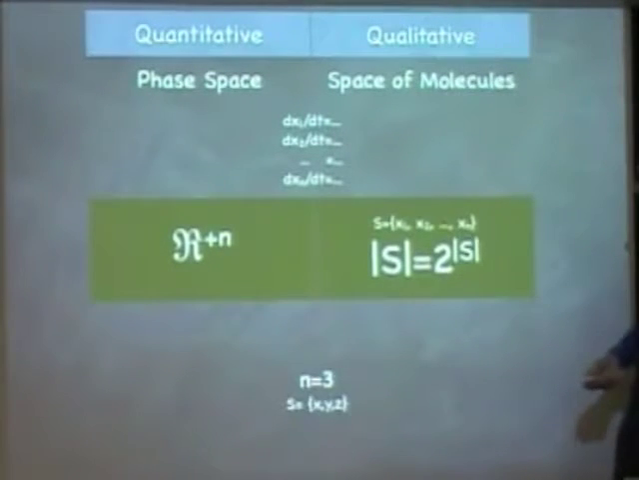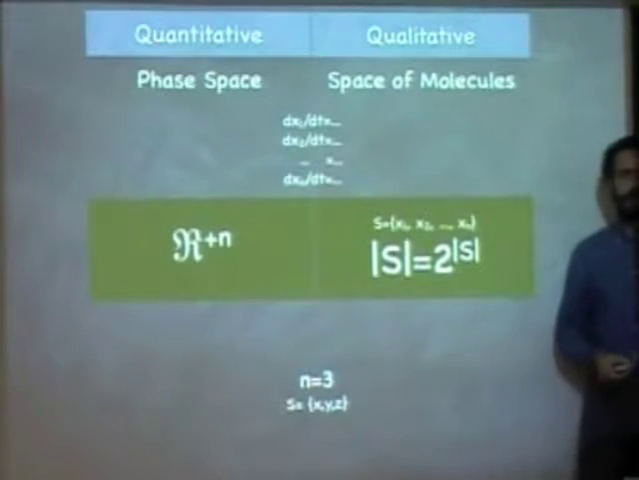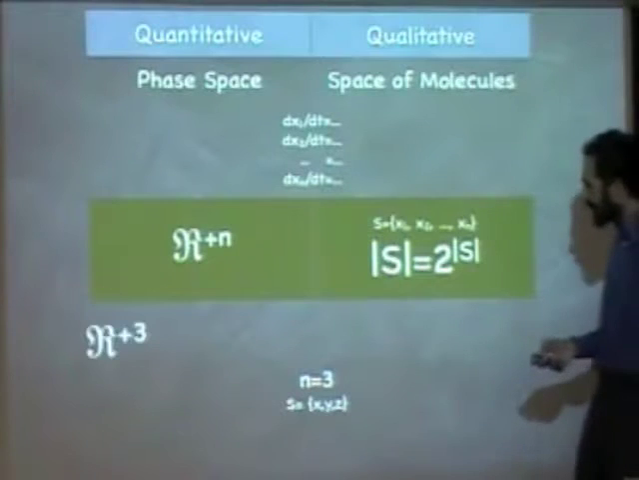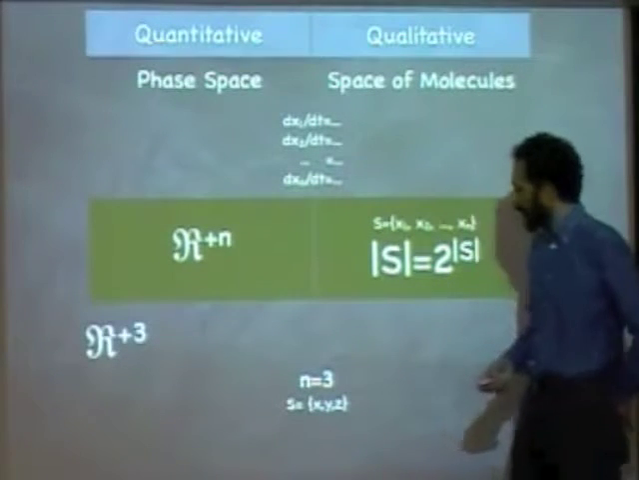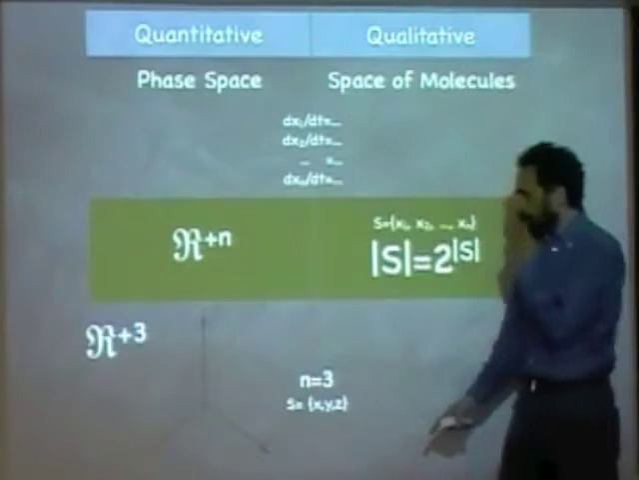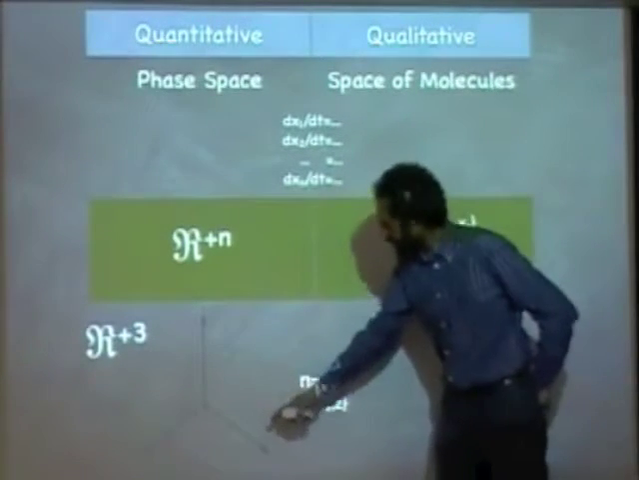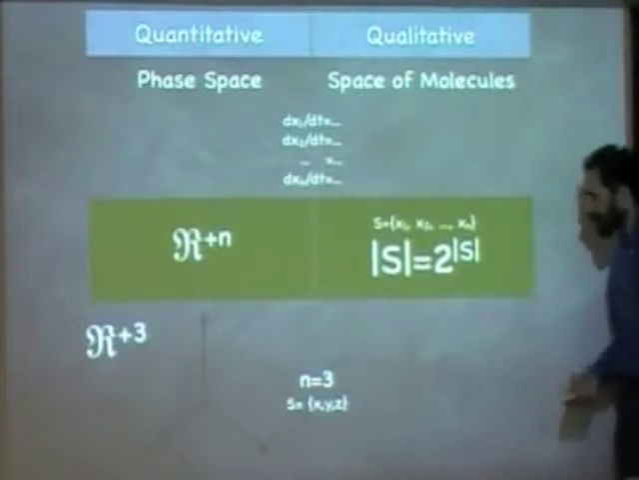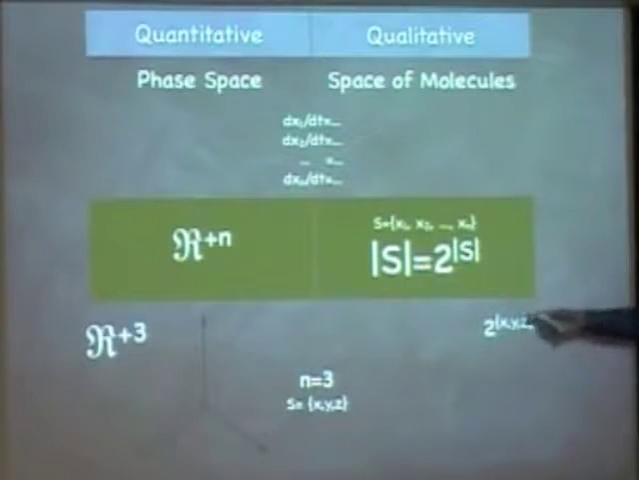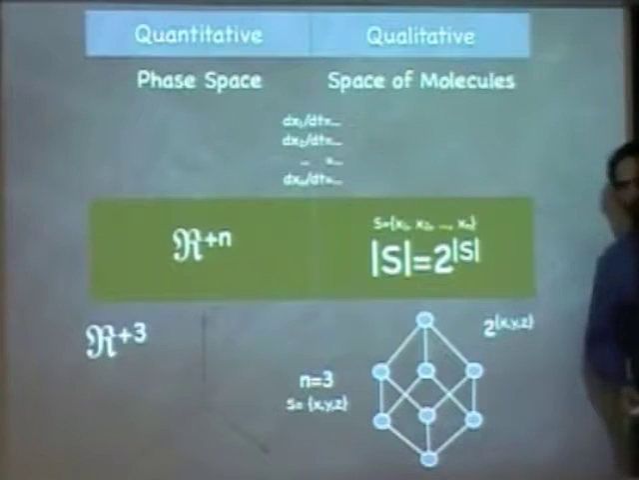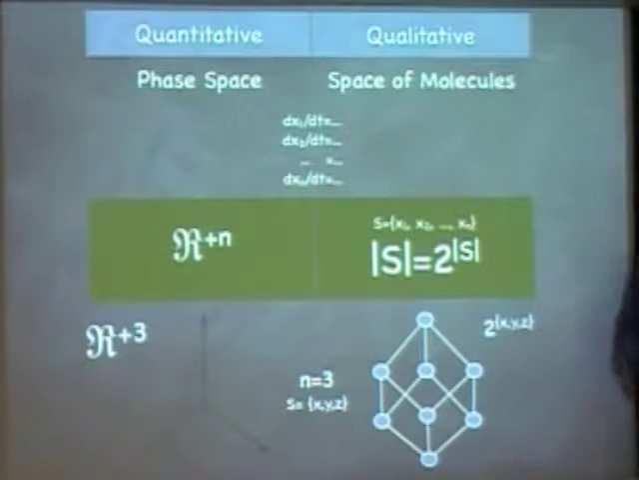Let's give the example with n equal to 3, because it's about the maximum we can visualize easily. With n equal to 3, R+^3, I don't know if it can be seen because it's very gray, but essentially it's a 3-dimensional space. On the other side, we have 2 elevated to a set of 3 elements, and this creates the hypercube in 3 dimensions, which is commonly called a cube.